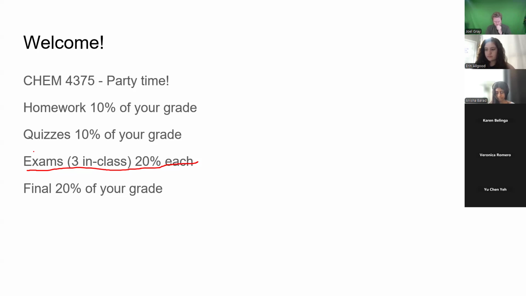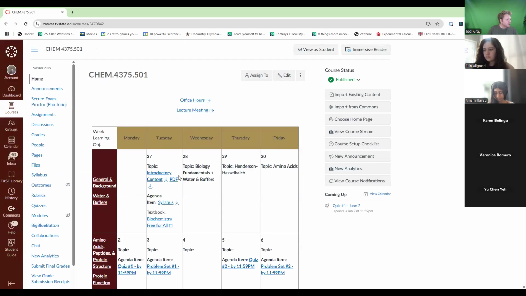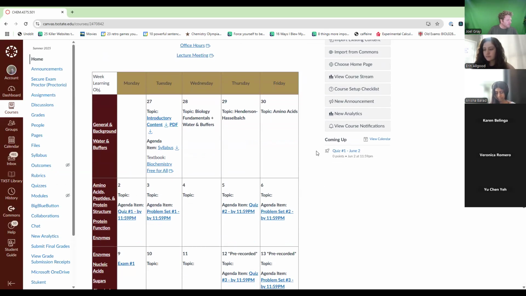Before I get into things, I'll jump back here. I've got the calendar and homepage structured this way. Usually at the bottom of one of these cells, for instance down here, you see agenda, item, syllabus, textbook. There's going to be a link probably below that that just says recorded lecture. So look for it there.